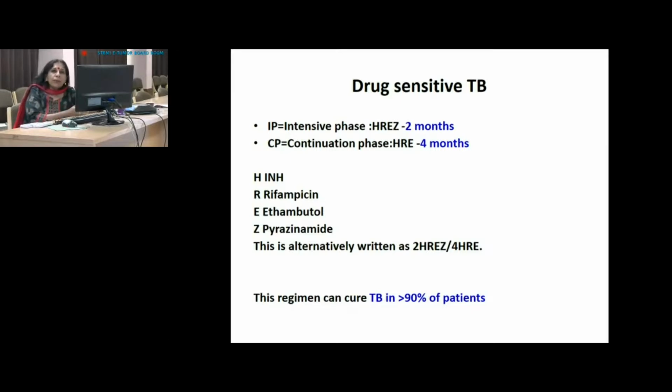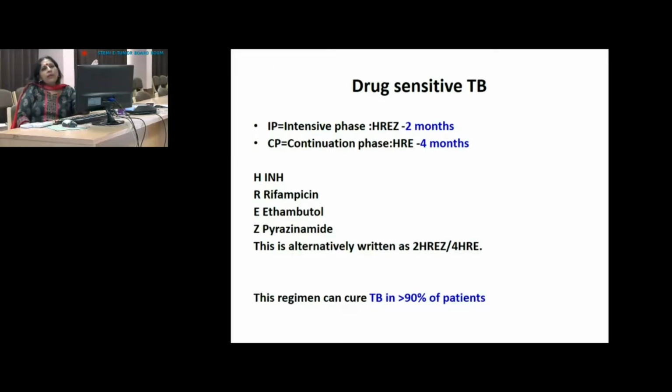There is 2 months of IP, 4 months of CP. 2 months of IP is 4 drugs: INH, rifampicin, ethambutol, and pyrazinamide. And 4 months of CP, where pyrazinamide is withdrawn, and INH, rifampicin, and ethambutol are continued.